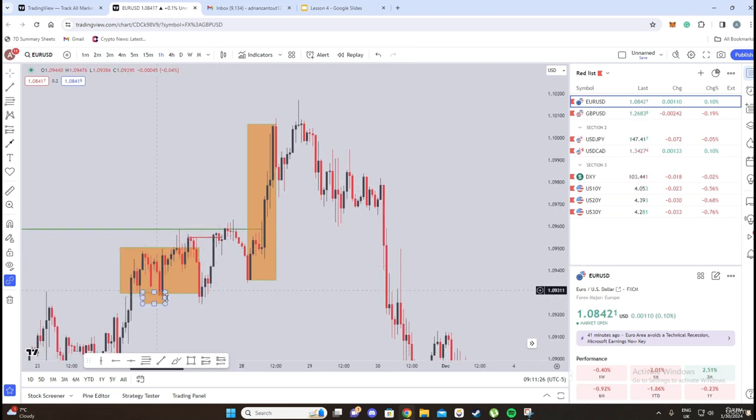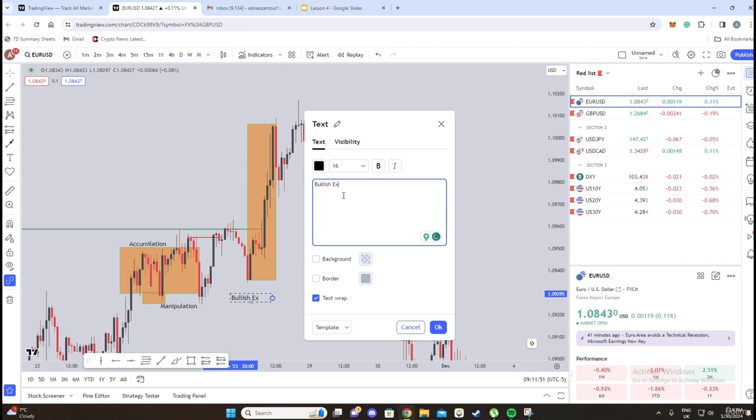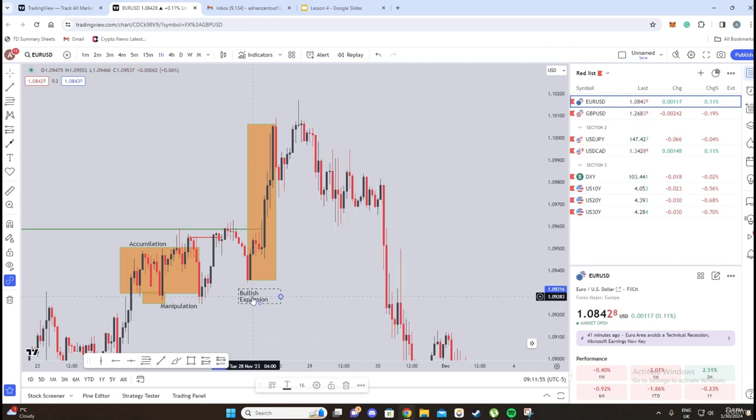As you can see, this whole area right here is our accumulation. Once price accumulated enough, we would have our manipulation by price taking out that swing low, followed by our bullish expansion. And this is all flipped bullish and bearish. Everything I'm saying bullish, it works the same bearish. You just have to flip it the other way. Bullish expansion, price trades up higher here.